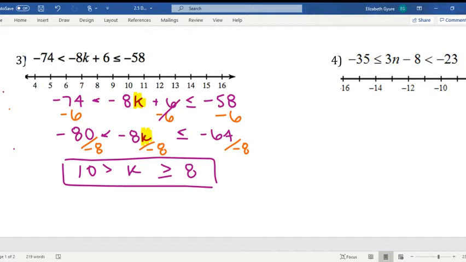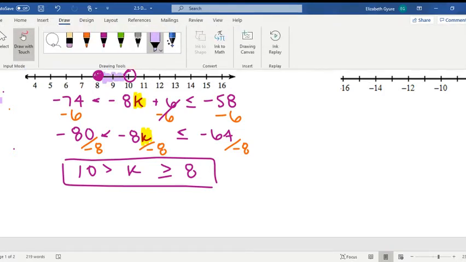Let's see. Aaron, open or close circle at 10? Open. Annalise, open or close circle at 8? It would be closed. So for this one, if it's an and, where do we shade on our line? Yeah, in the middle. Okay. Good. All right. Number 4, try this one out.